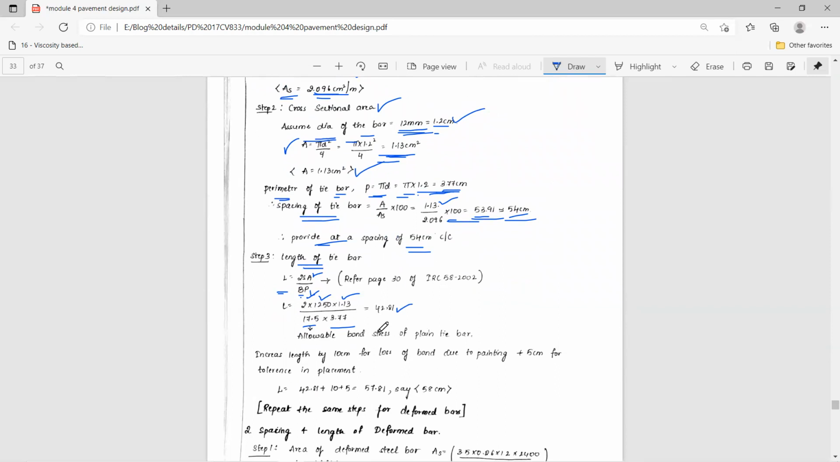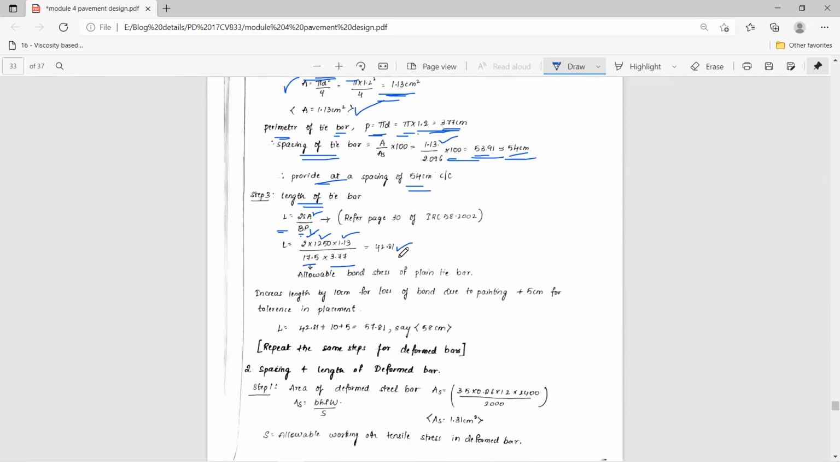centimeter. Now for this 42.81 centimeter, you have to increase the length by 10 centimeter for loss of bond due to painting, and also you need to add another 5 centimeter for the tolerance in placement. Therefore, what is the total length of tie bar? 42.81 plus 10 plus 5, that is equal to 57.81. You can consider it as 58 centimeter as the length of tie bar, and this is for plain bar.